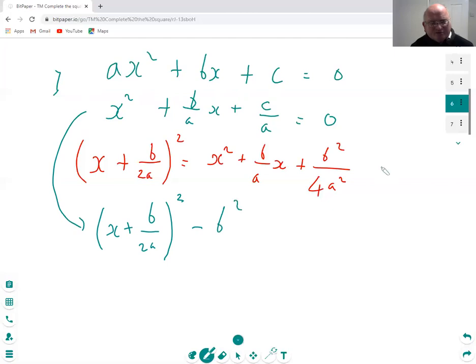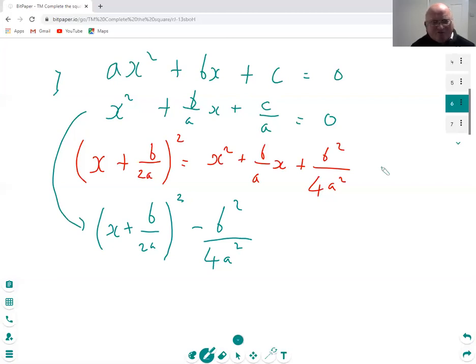I should have said at the beginning that this is really aimed at students who are aiming for a 7, 8 or 9 rather than a 4, 5 or 6. You probably wouldn't have to do this. It's just a bit of background interest for students who are aiming high.